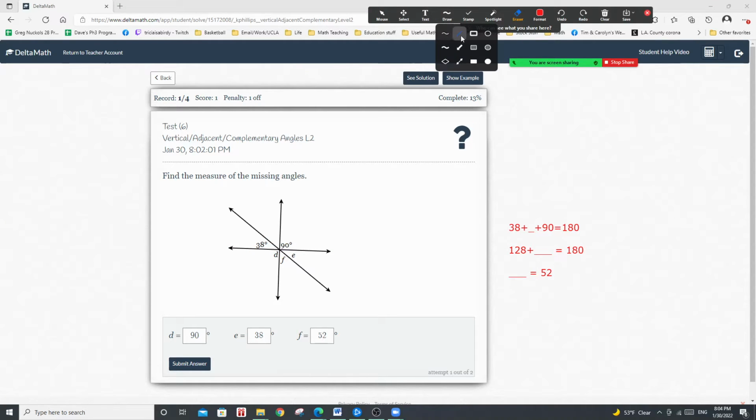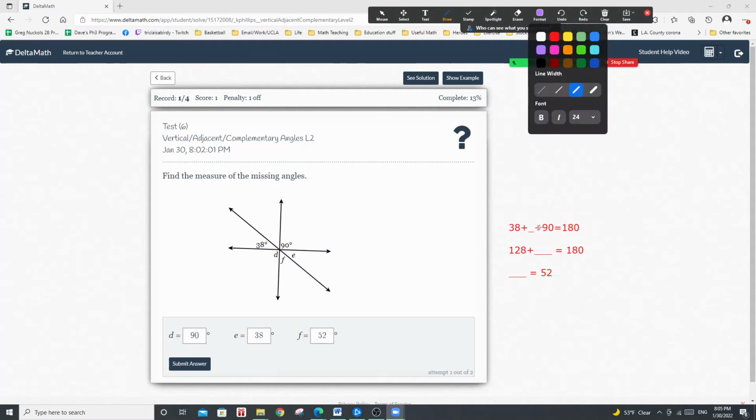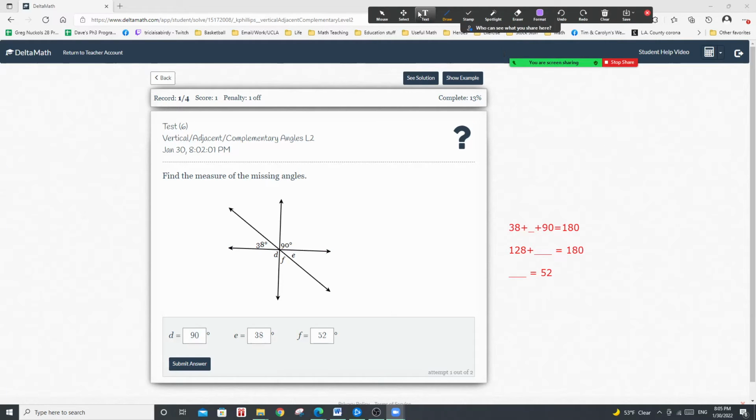Another way to go about it could be we draw this line where it's the same thing. Or before, F and that angle are vertical, by the way. If I extend these lines, you can see that they are vertical. But we could also have drawn the line this way, where it's the same equation. Or this way, it's the same equation. So no matter which line you draw, just know it will be 38 plus this missing value would be F.